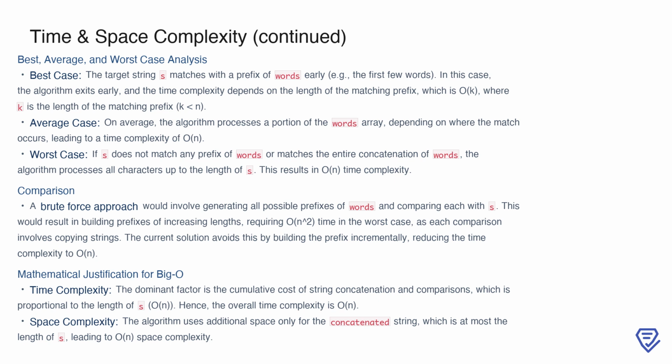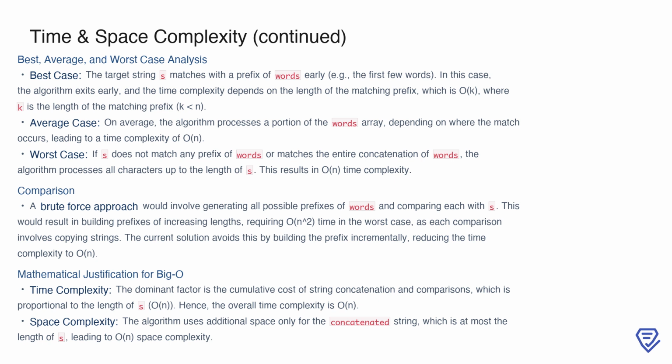On average, the algorithm processes a portion of the words array, with the time complexity depending on how quickly a match is found. This typically results in an average time complexity of O(n). In the worst case, where s either does not match any prefix or matches the entire concatenation of words, the algorithm processes all characters up to the length of s, leading to O(n) time complexity.